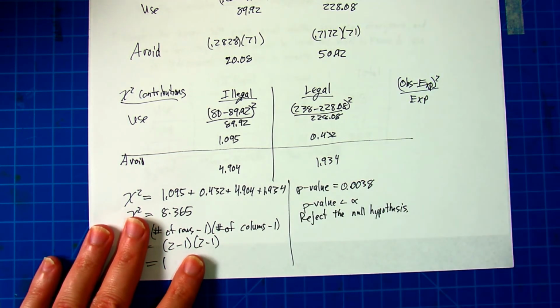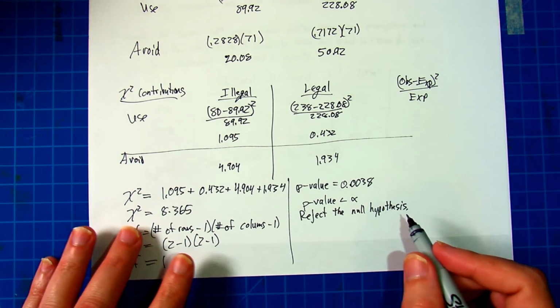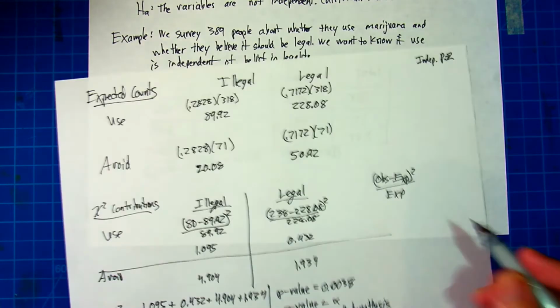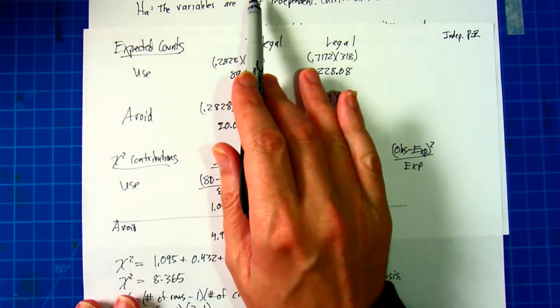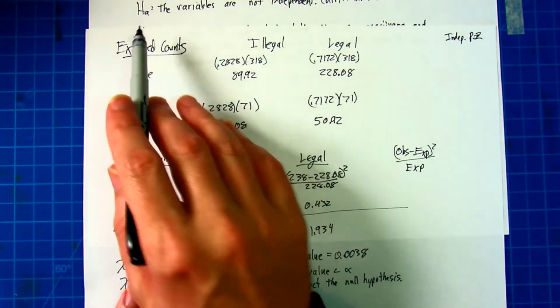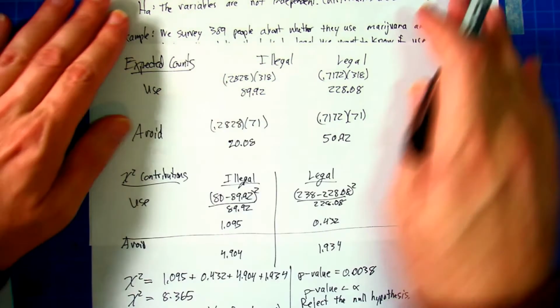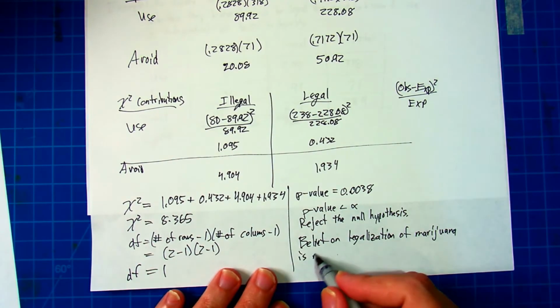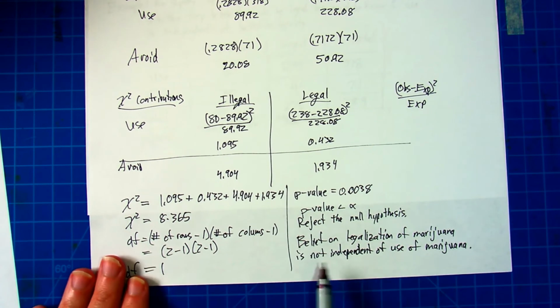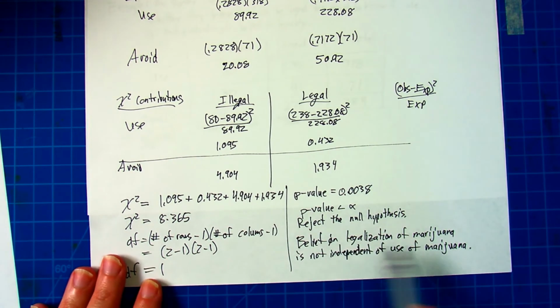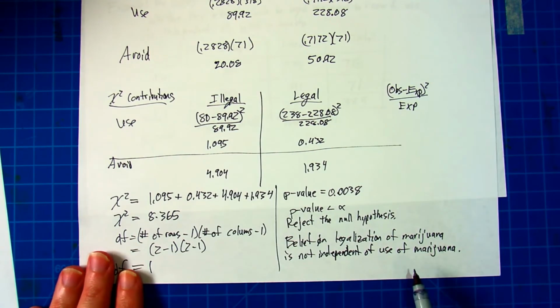But of course, don't just leave it there. Put what that means in the context of this situation. We started off by saying the null hypothesis is they're independent, so say they are not independent. Instead of saying the variables, just say what the variables are. Belief in legalization of marijuana is not independent of use of marijuana.